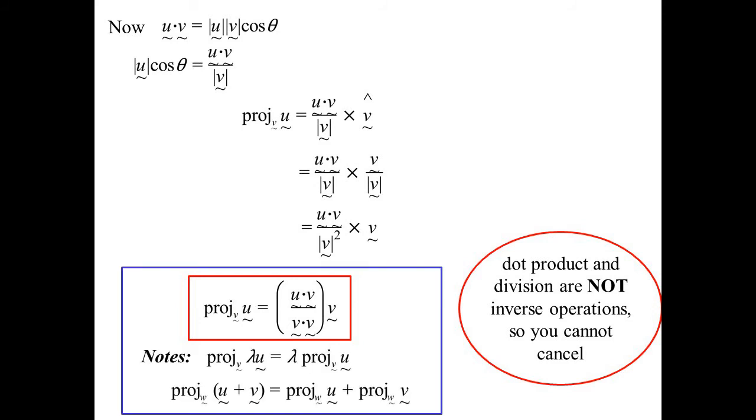A couple of notes about this. If you wanted to find the projection of a scalar times the vector u, you could, if you like, think of it as factorising the scalar out. You can find the projection of u on v and then just multiply it by the scalar. And addition works for this. So if you had to find the projection of the sum of two vectors on another vector, you could find the individual projections on both and add them together.